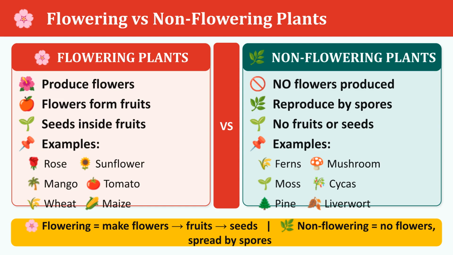Now let's look at non-flowering plants. These plants do not produce flowers. Most of them reproduce using tiny structures called spores instead of seeds. Examples include fern, moss, pine, cycas, and liverwort. Here's an easy trick to remember. Flowers lead to fruits. Fruits contain seeds. No flowers usually means no fruits, and reproduction happens in a different way.